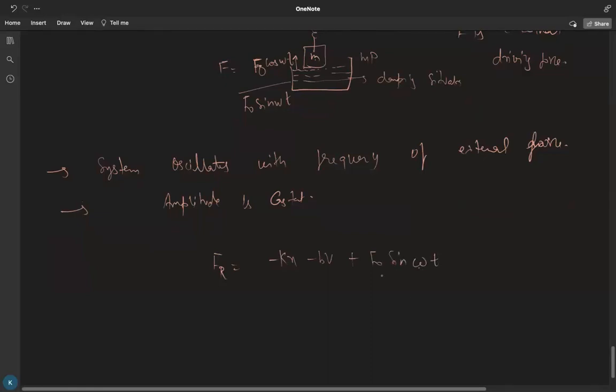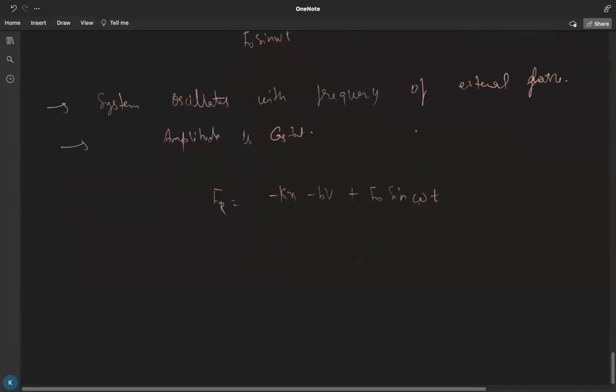This omega is actually the omega of forced vibration, the external driving force. This angular frequency is the external driving force omega, right? So let me write it here as a function of acceleration. Acceleration is equal to minus k by m into x minus b by m into v plus F naught sine omega t by m, right?